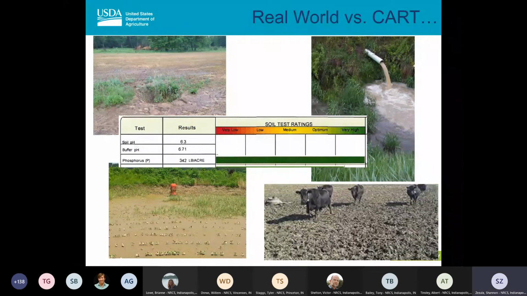All right, let's move on. As you know, I've mentioned CART is here. I'm confident CART is here to stay. There's going to be improvements for sure.